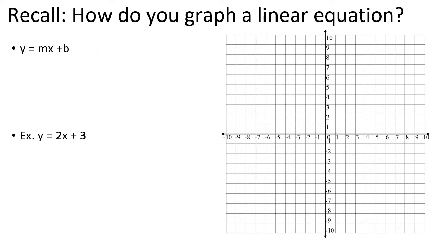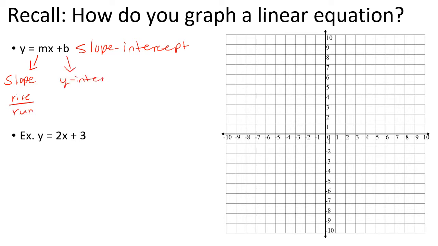We are typically in slope-intercept form. Slope-intercept, and that's because m represents my slope, which is my rise over run, and b represents my y-intercept. And my y-intercept is (0, b).